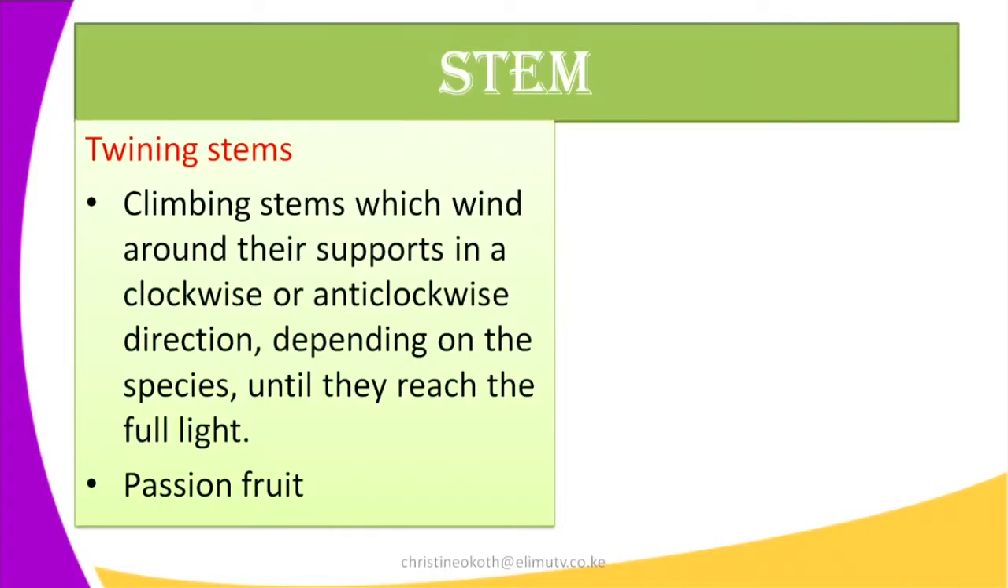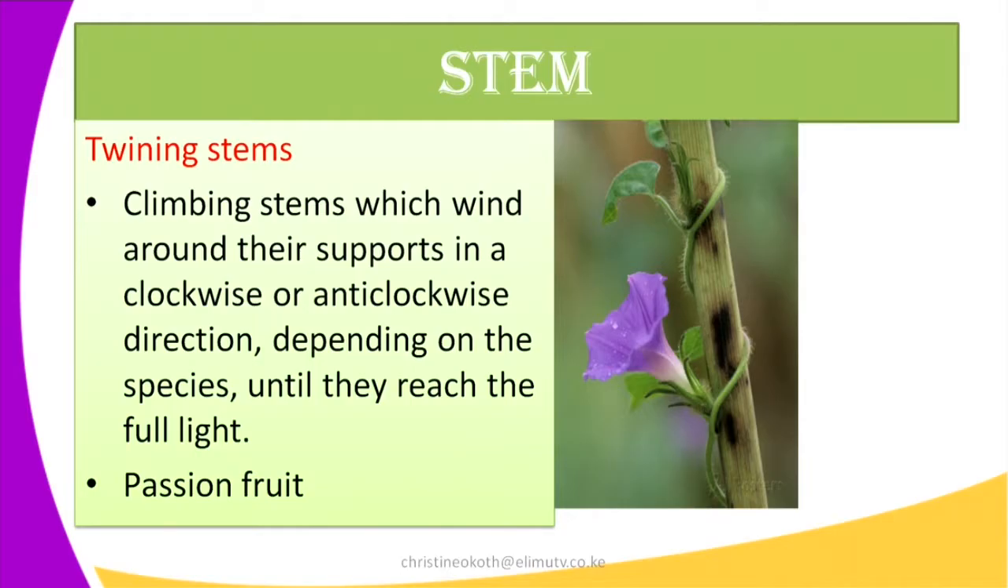Another interesting type of stem is what we call the twining stems. We can also call them the climbing stems. So these are stems that climb. They wind around the supports in a clockwise manner or in an anti-clockwise manner, depending on the species, until they reach their full light. So most of these plants will be climbing or twining around a support system so that they can reach up where there is a source of light.